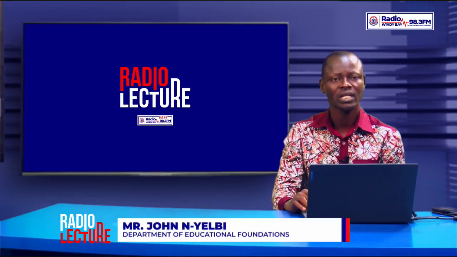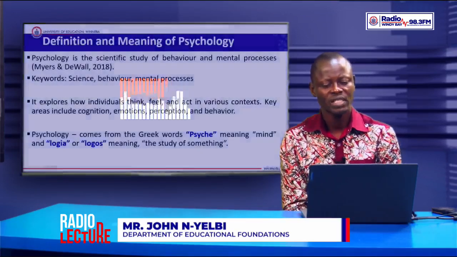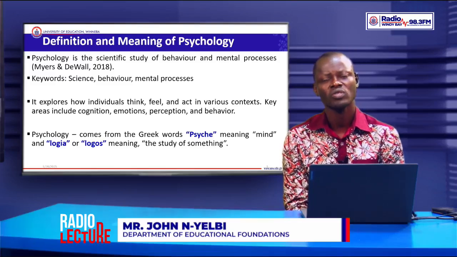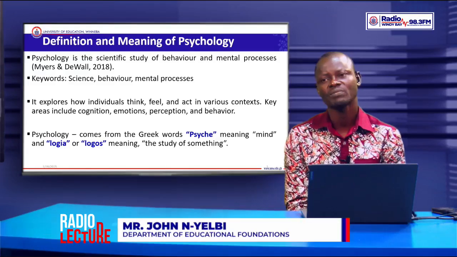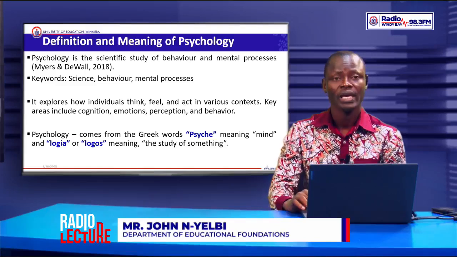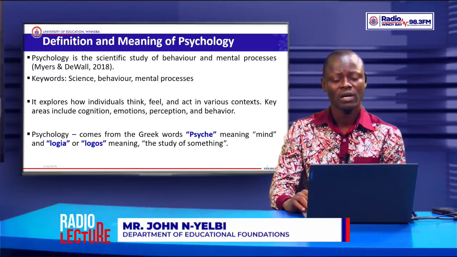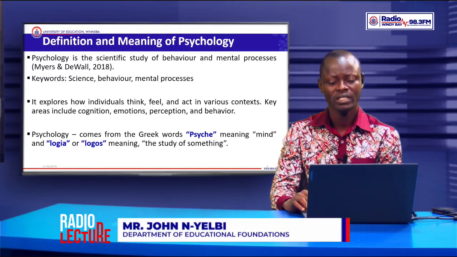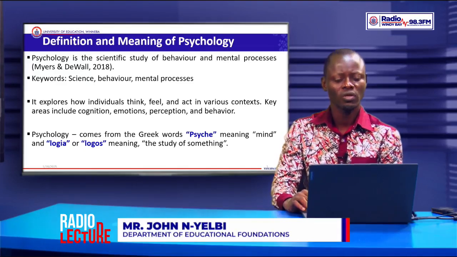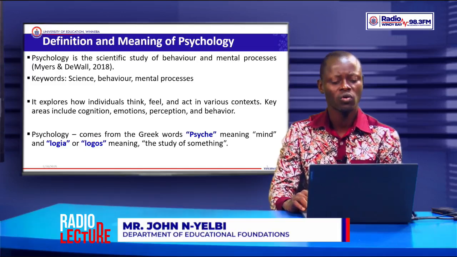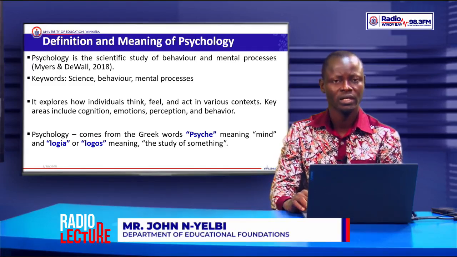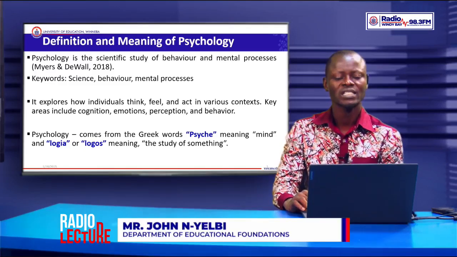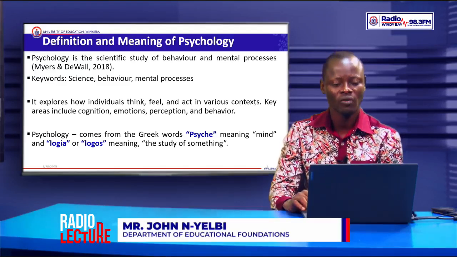Psychology is a scientific study of behavior and mental processes, where in the definition there are some key words that I want to take notice of: science, behavior, and mental processes. The word psychology comes from Greek words. The first one is psyche, and psyche means mind. The next one is logia or logos, depending on plural and singular form, and that means the study of something.